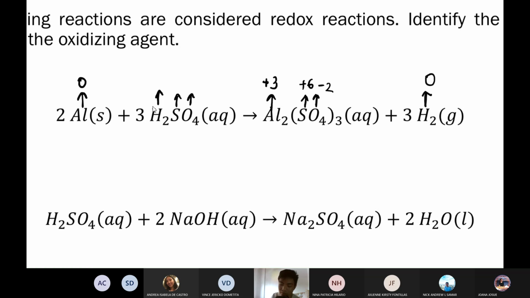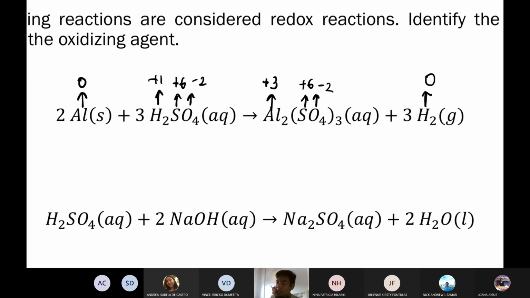Okay, how about this one? Hydrogen is positive 1, oxygen is negative 2, sulfur is positive 6 pa rin. Again, I will leave that to you to solve. No? Leave ko yan sa inyo kung paano ko nakuha yung oxidation number ng elements. Okay. Pero yan yung kanilang oxidation numbers. No? Nilista ko na. Kunin nyo na lang kung paano ko nakuha yan. I just applied the rules stated earlier.